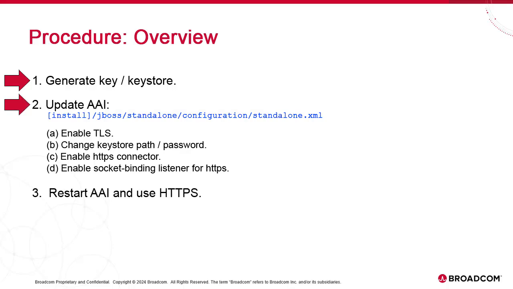Then we update a configuration file called standalone.xml under the JBoss file structure. We enable the TLS protocol, enter the information for the key store, and we enable the HTTPS connector and the listener. We restart AAI and connect to the web interface via HTTPS.